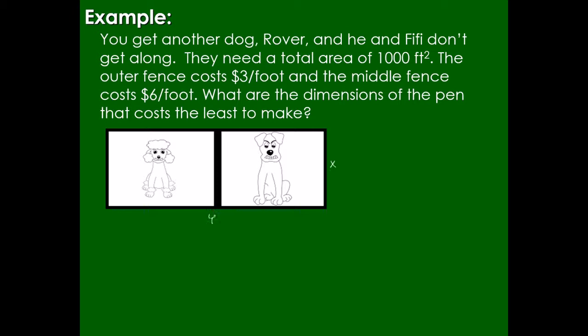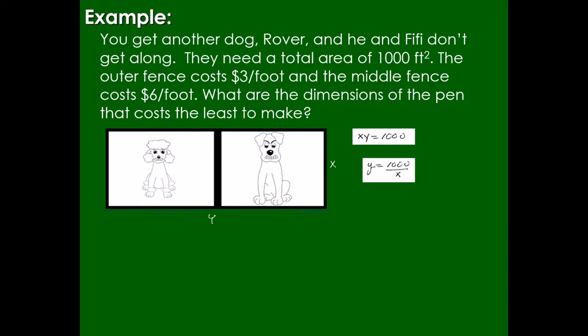So first thing I want to do is label the sides. So the long side is X, long side is Y, and the vertical is X. The area I determined was 1,000 square feet because that's the best for two mean dogs. And then I'm going to solve for Y. So Y is 1,000 over X.